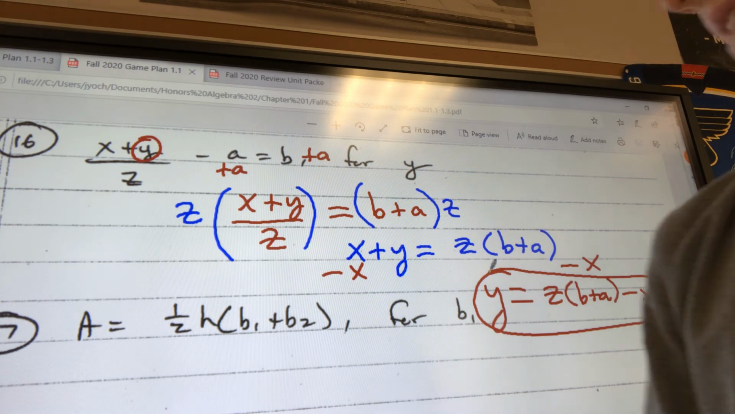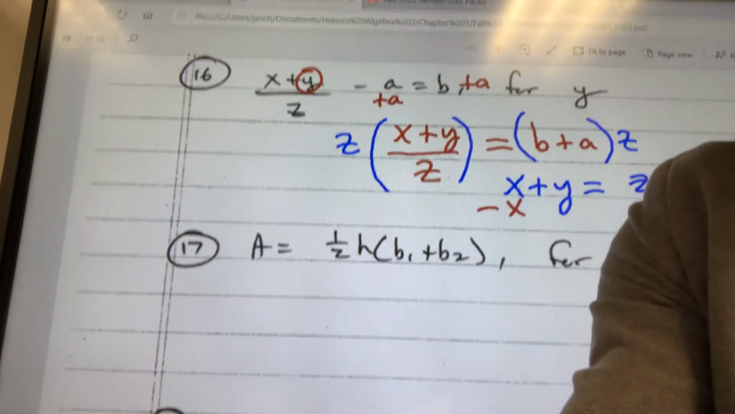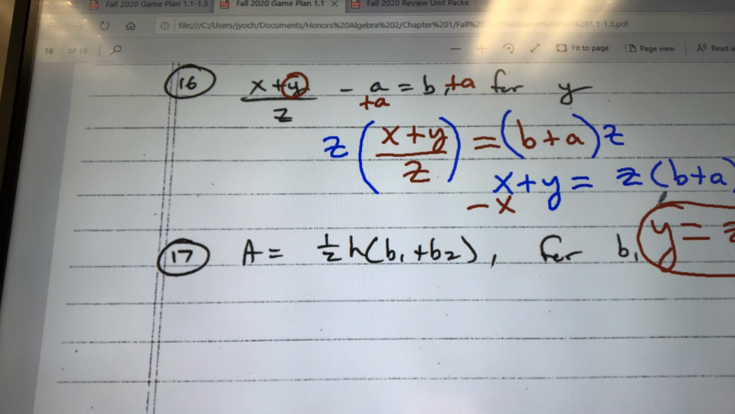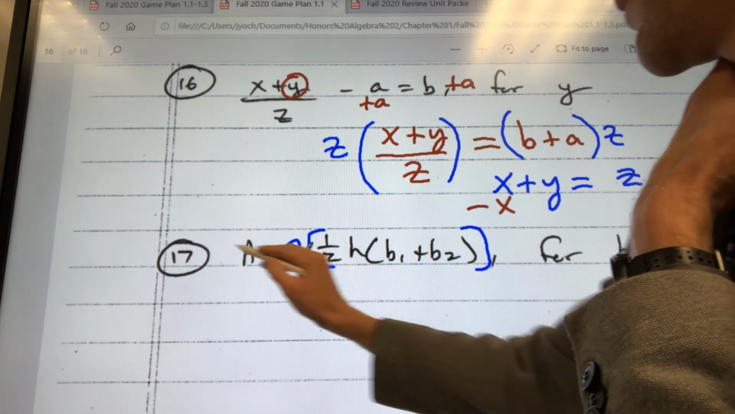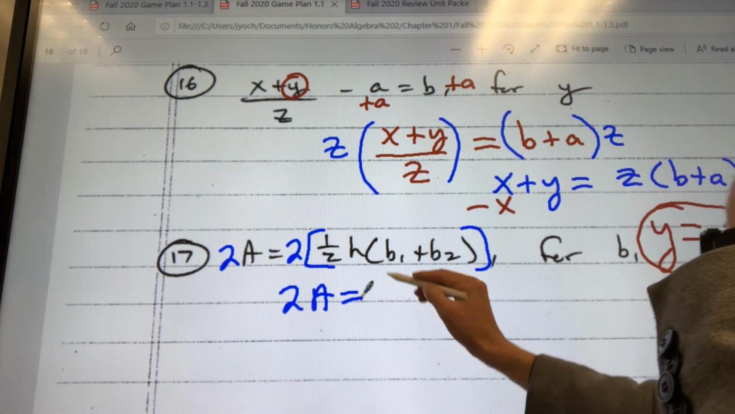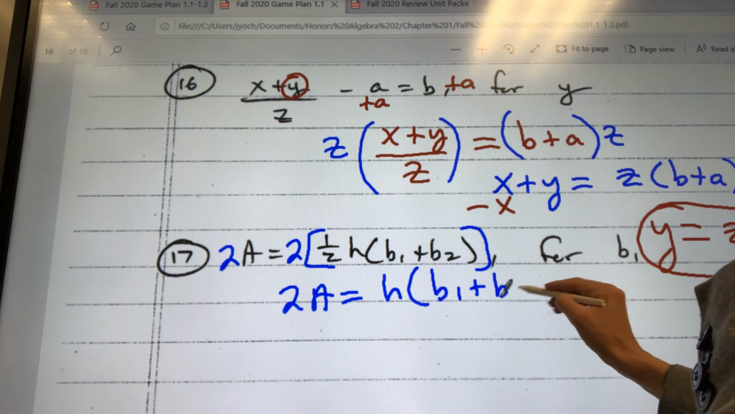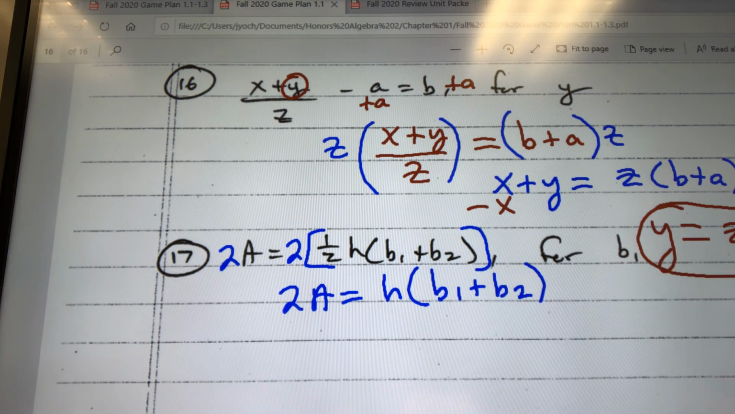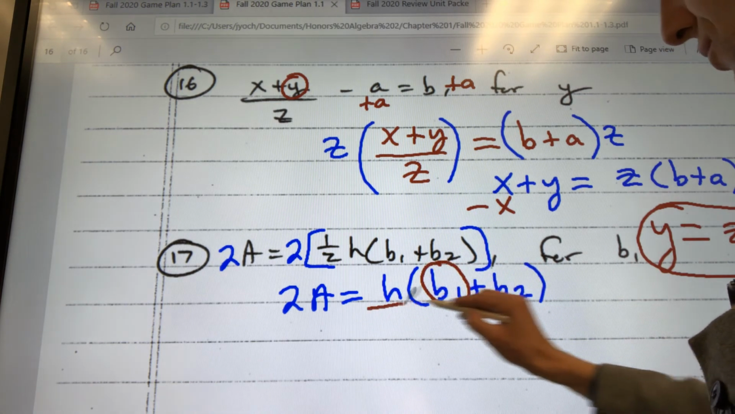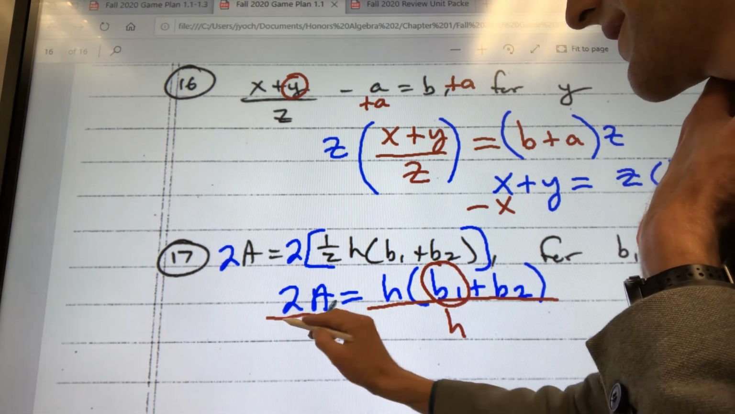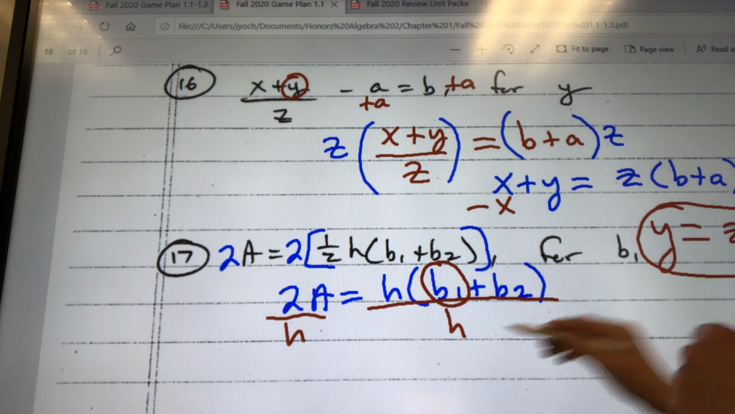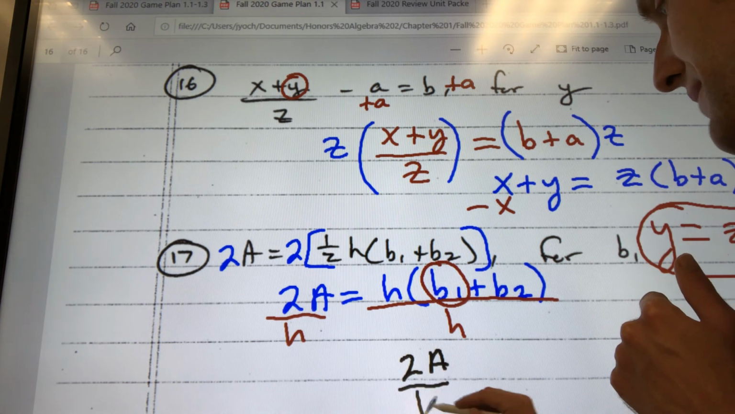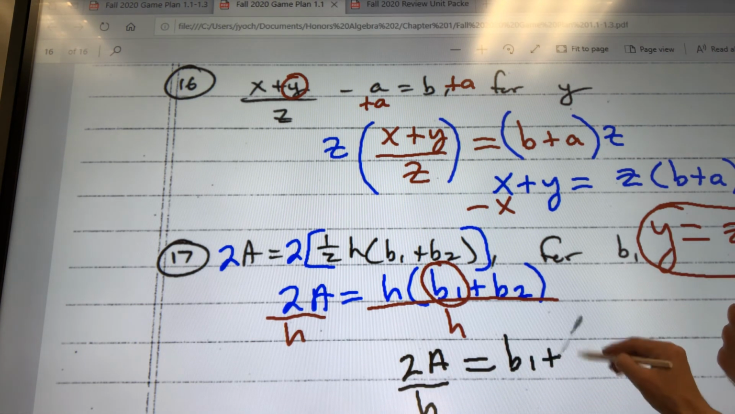Lastly, 17, we're back to the area of a trapezoid. All right. We'll solve for B1. Wow. So like before, I'm going to get rid of that 1/2 first. Double both sides. So 2a is equal to h times b1 plus b2. I want to isolate b1. So first thing, I need to get rid of that h on the outside. So I have 2a divided by h is equal to b1 plus b2.